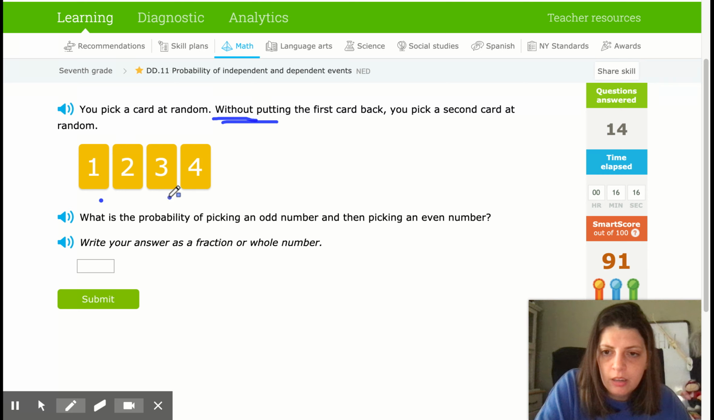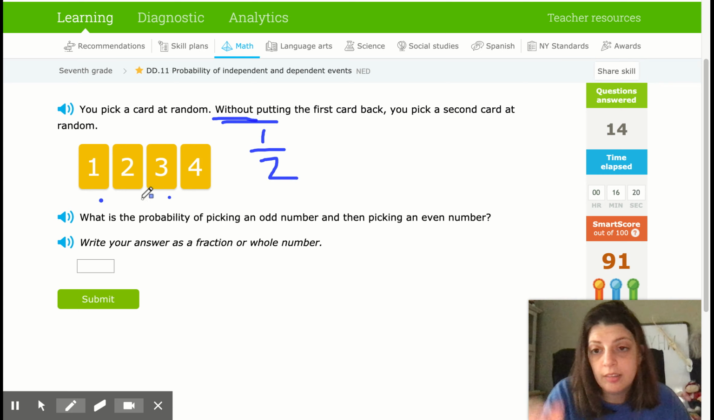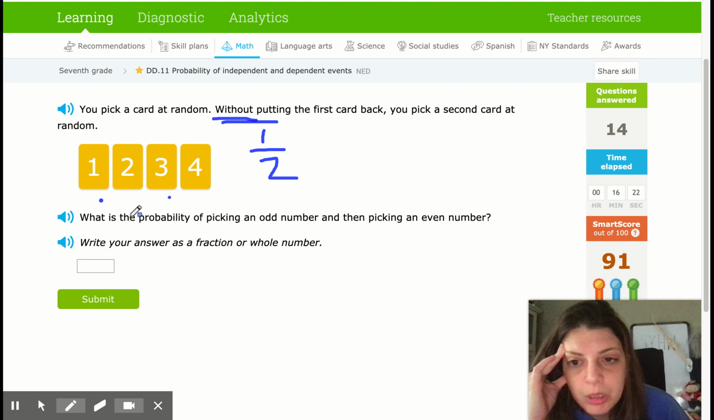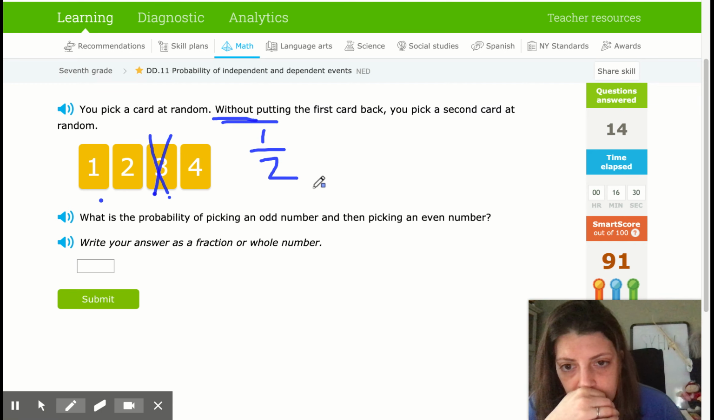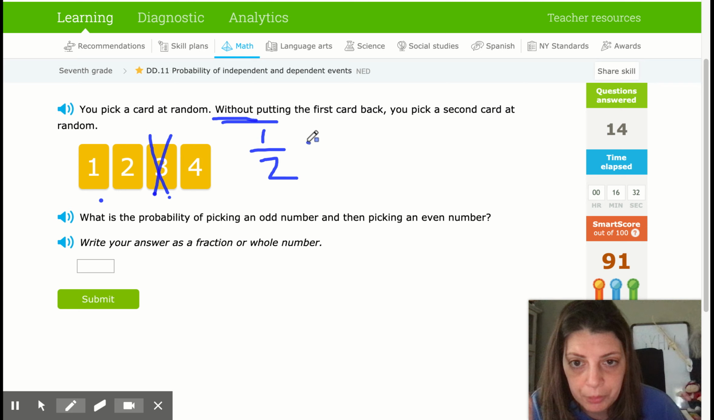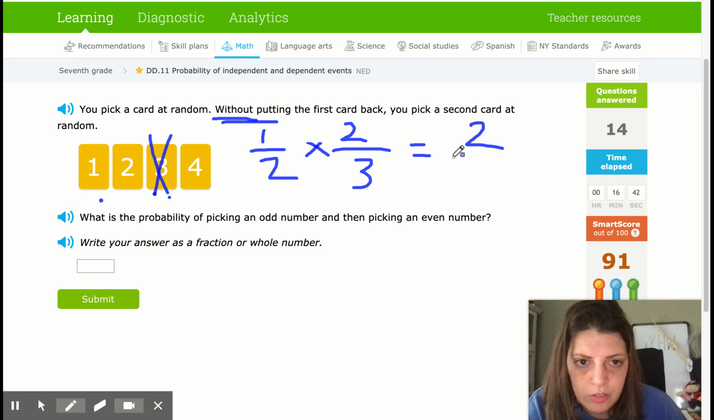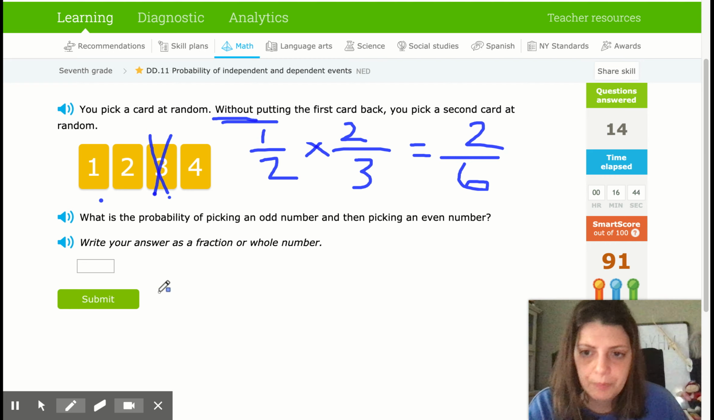Odds. There are 2 odds, so 1/2 of them. I'm going to reduce in the beginning because it's easier for me. And then picking, I'm not putting it back, so it doesn't matter which one I pick. I want to pick either one of the odd numbers, and then I want to get an even number. So there's 2 even numbers left out of 3. Remember, if I don't put it back, the total is different. And that is 2 out of 6.